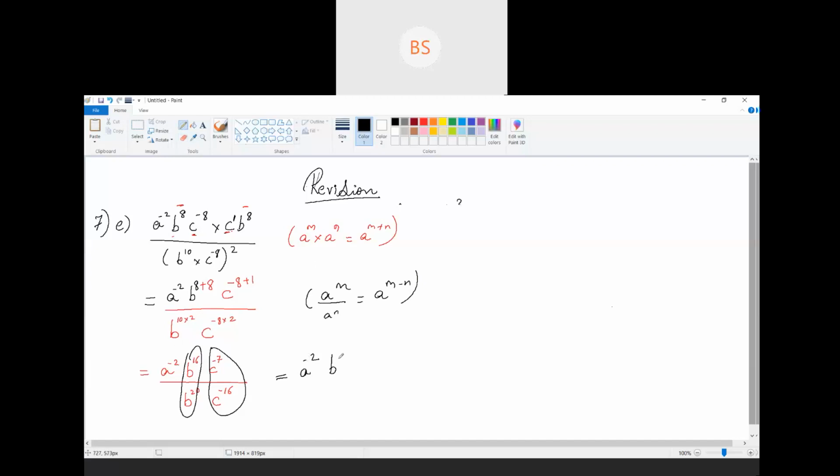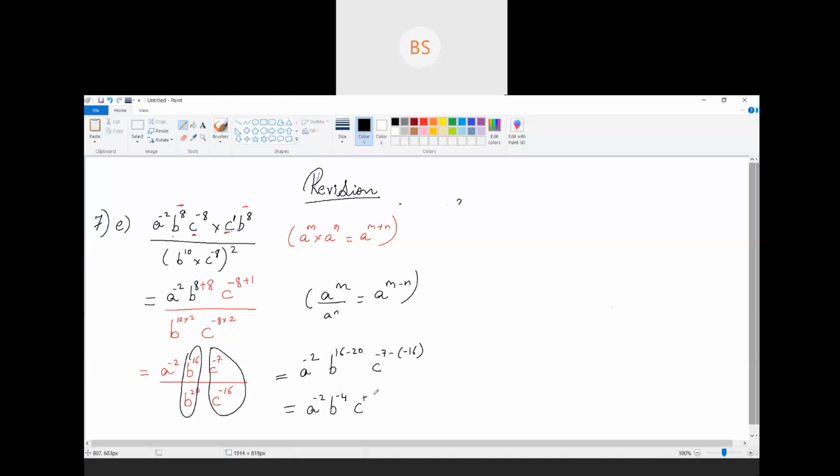So b will be what now? 16 minus 20, and c will be minus 7 minus 16. So this will give us a raised to minus 2, b raised to 16 minus 20, which is minus 4, and c raised to, now here minus into minus will be plus. So minus 7 plus 16.